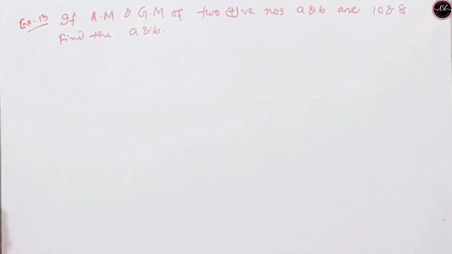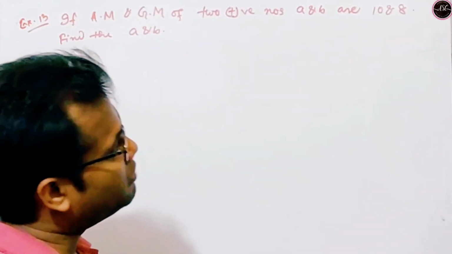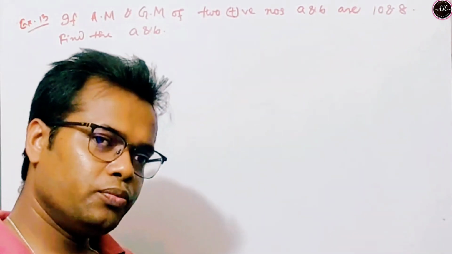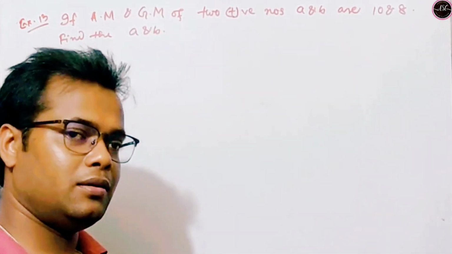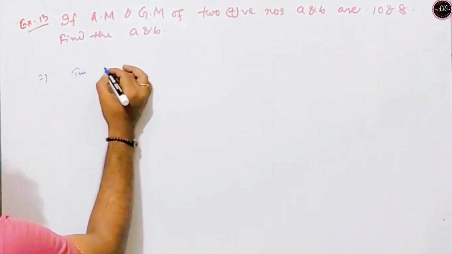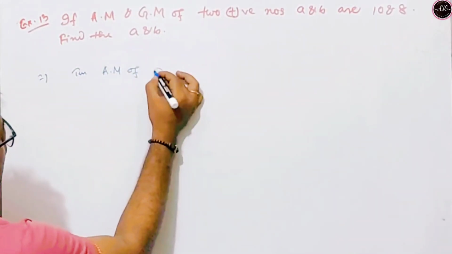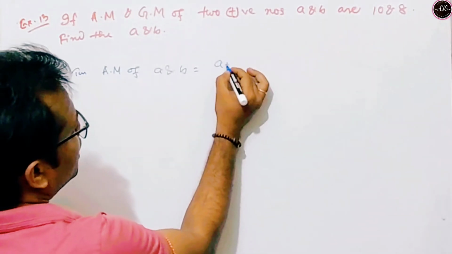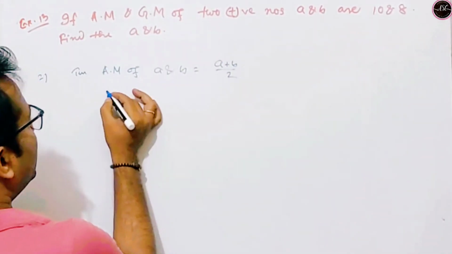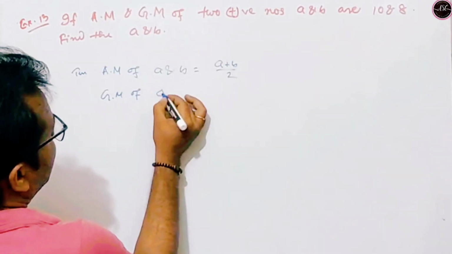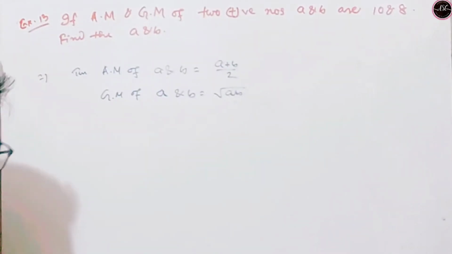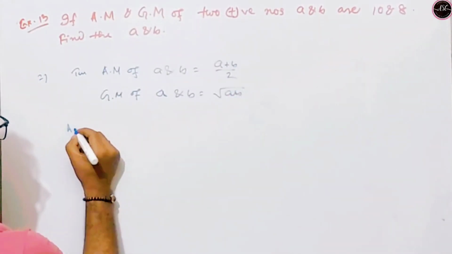Now look at this question. If AM and GM of 2 positive numbers A and B are 10 and 8, find A and B. We know the arithmetic mean of 2 numbers A and B, the AM of A and B, equal to A plus B by 2. We have learned this in the previous class. And the GM of A and B equal to root over AB. Okay, clear?